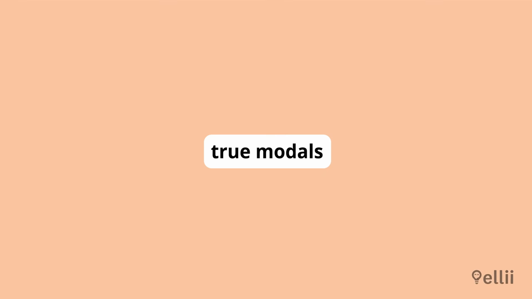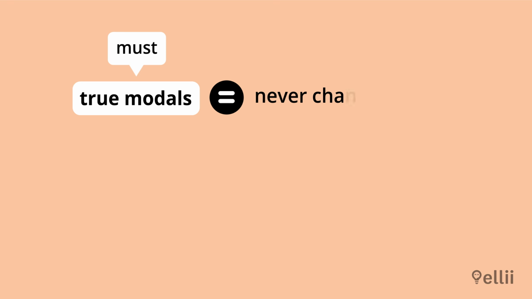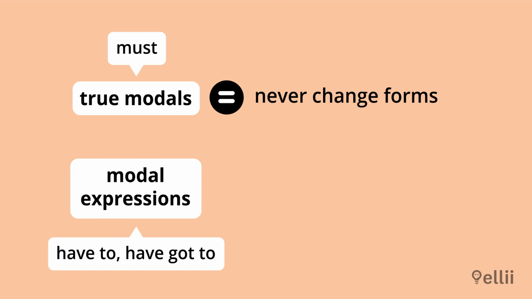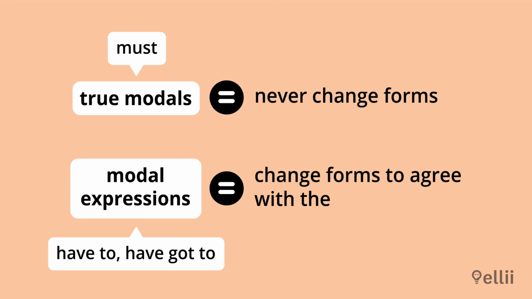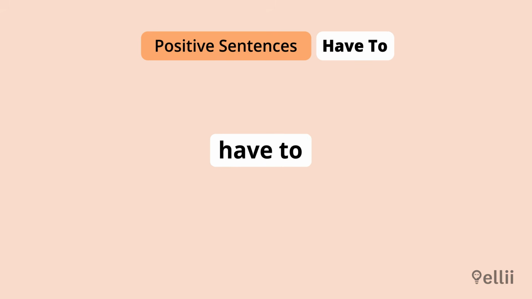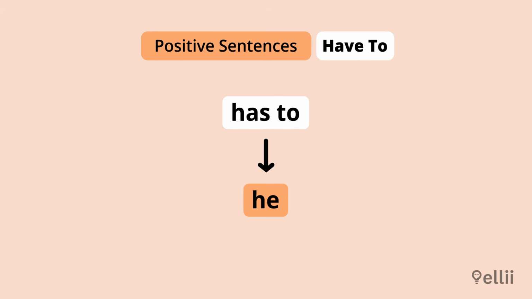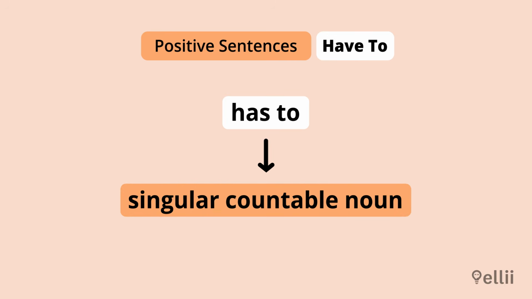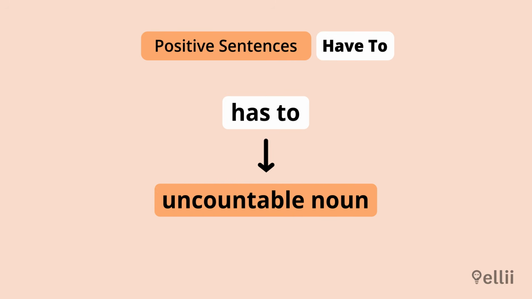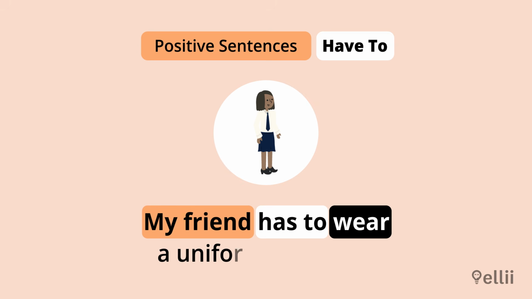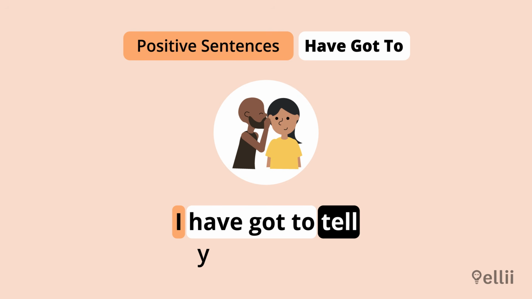While true modals such as must never change forms, modal expressions do change to agree with the subject. Have to becomes has to when the subject is he, she, it, a singular countable noun, or an uncountable noun. My friend has to wear a uniform to school. I have got to tell you a secret.